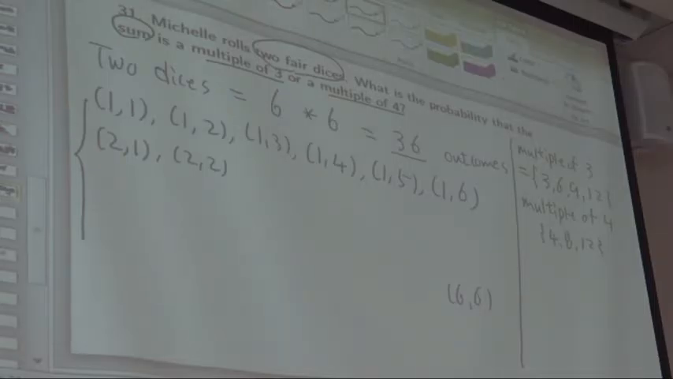How can you choose that? So just list that. Just keep going. So 2,3; 2,4; 2,5; 2,6; and 3,1; 3,2; 3,3. So is it 7 over 36? Yeah, 3,5; 3,4; 3,5; 3,6.